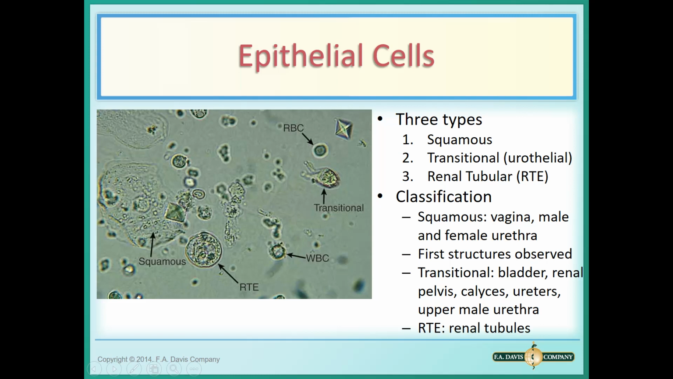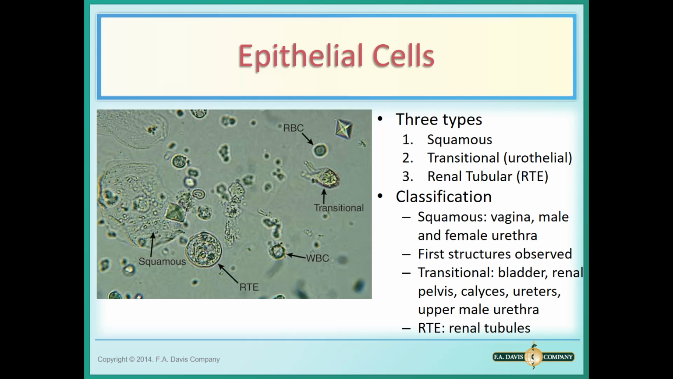This shows a particular shape of transitional epithelial called a caudal cell. We're going to look at that in just a second, but they don't all look like this. This one has a little tail on it. And this is a renal tubular epithelial. These cells actually come from the renal tubules of the kidney.